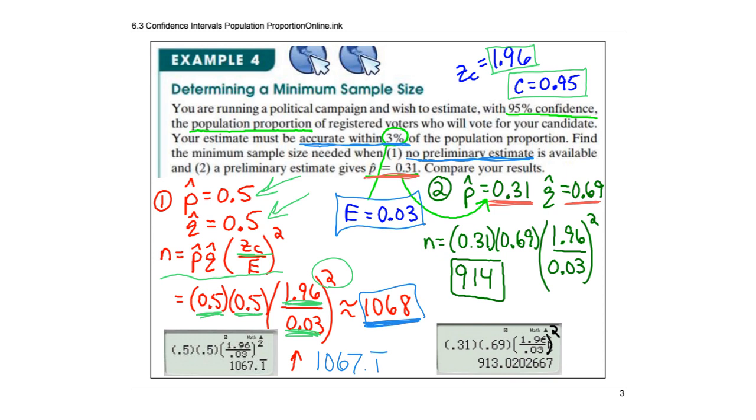Okay, remember those two together have to sum to 1. And so now I'm going to use my formula again. I have P hat of 0.31, Q hat 0.69. I have my critical value, Z of C, of 1.96. I have my margin of error on the bottom, 0.03, and then I'm going to square that. When I do that, I get 913 plus a tiny little bit. And so I am going to round that up to 914. Even though it's only a tiny decimal after, I'm still going to go up to the 914 to be on the safe side.